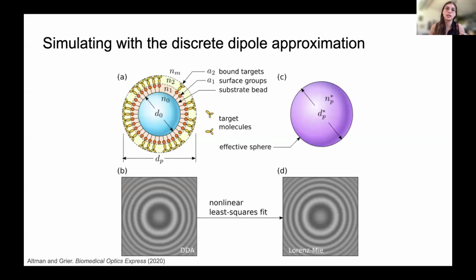And what I did was I performed simulations to see how this diameter increase would change when we change different properties of the bead and the coated surfaces. I simulated what holograms of these coated spheres would look like using the discrete dipole approximation, that numerical technique that I talked about before. And then I take these artificial simulated holograms and fit them to the Lorenz-Mie theory for spheres to obtain effective sphere properties. And now we can see how the signal changes when we change various properties of these beads.